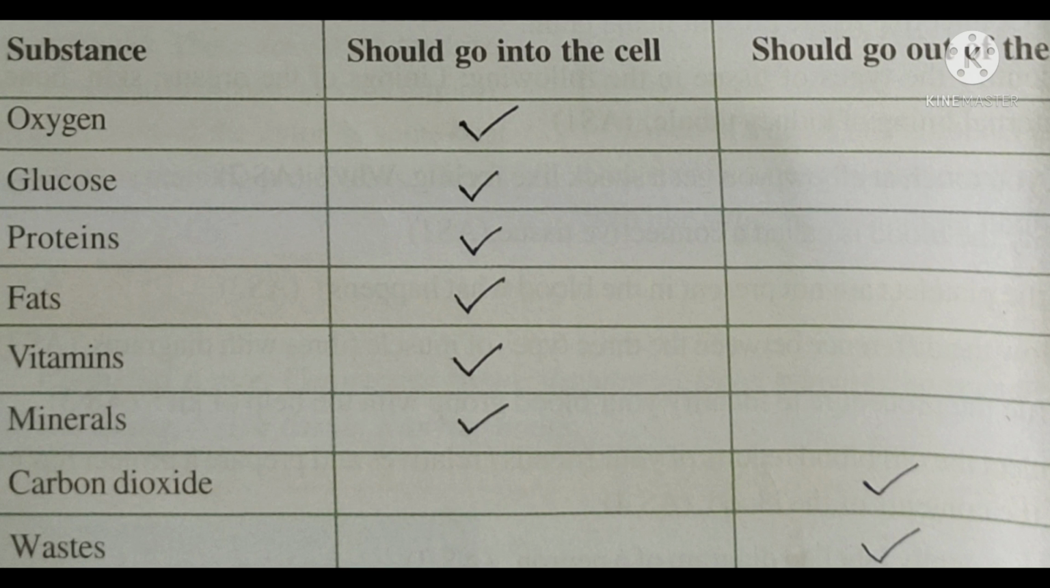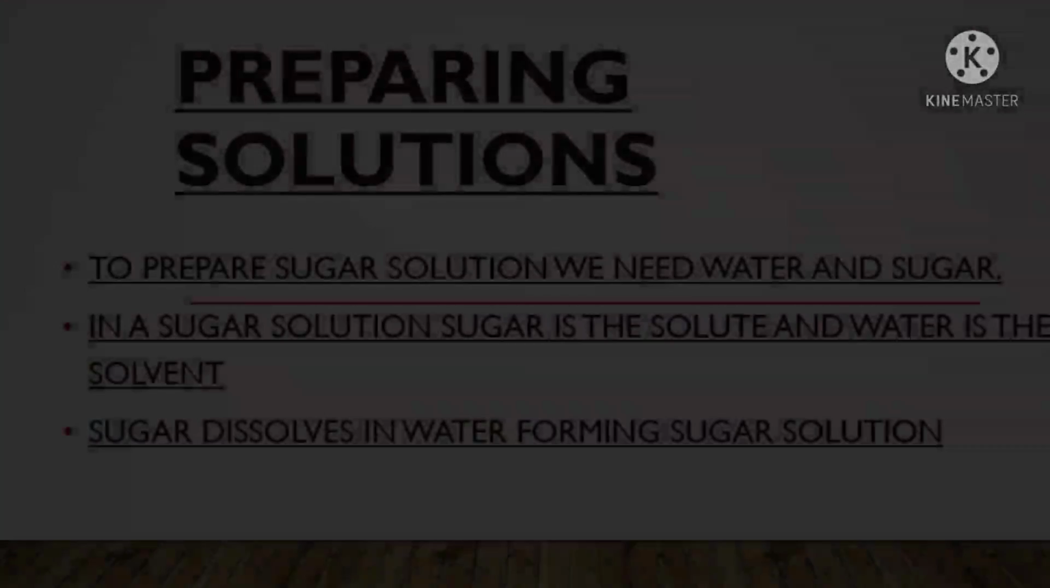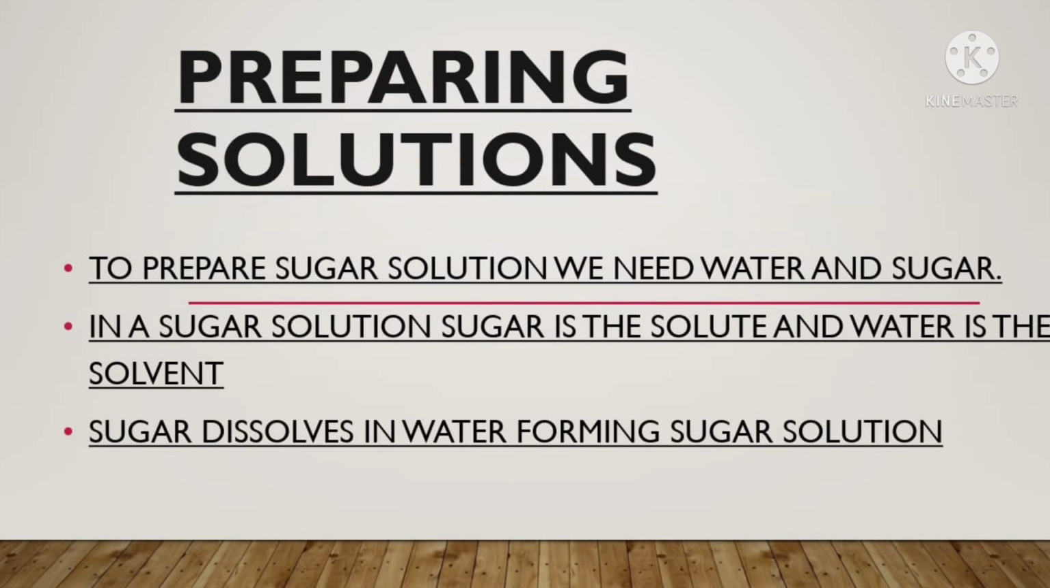To understand the entry or exit of substances through the cell, let us do some activities. For the activities, we must prepare different solutions. First of all, we prepare sugar solution. To prepare sugar solution, we need sugar and water. Sugar is the solute and water is the solvent. Sugar dissolves in the water, forming sugar solution.